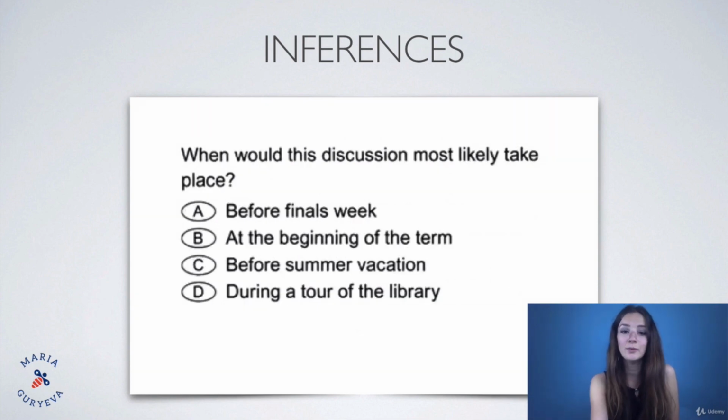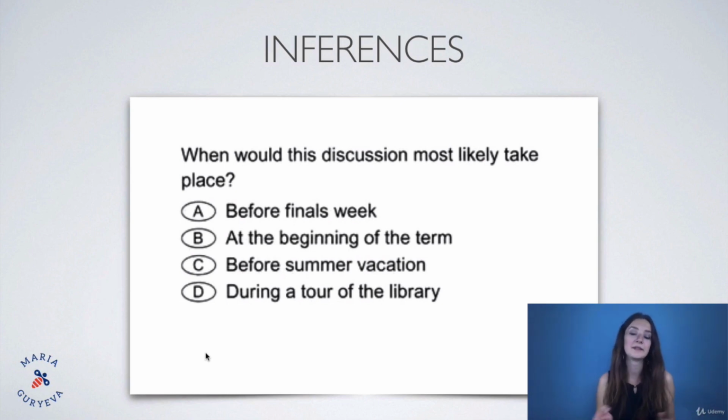Another example, when would this discussion most likely take place? Okay, and we have different options. When could this discussion take place? And again, nobody is telling you, oh, all right, so we are gathered here at the beginning of the semester to discuss, right? Nobody's going to say that to you. Or like, okay, so it's a summer vacation coming and let's discuss. So there is nothing like that. They do not mention what time it is. But there are some hints you can make conclusions out of.